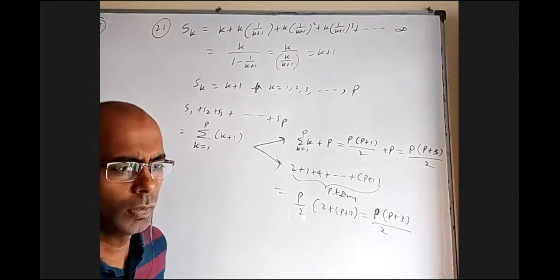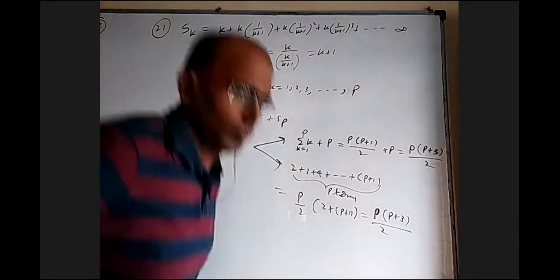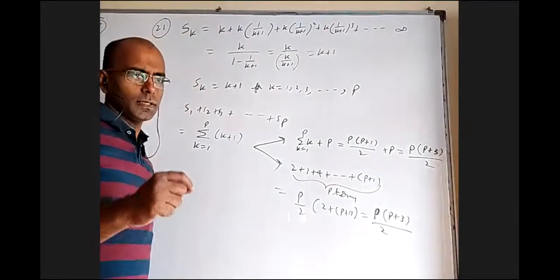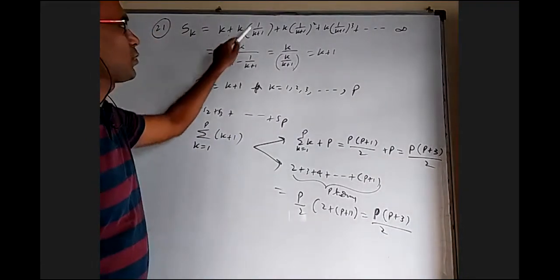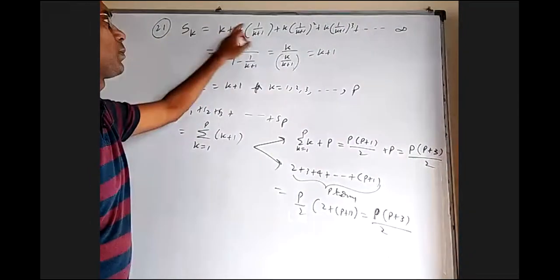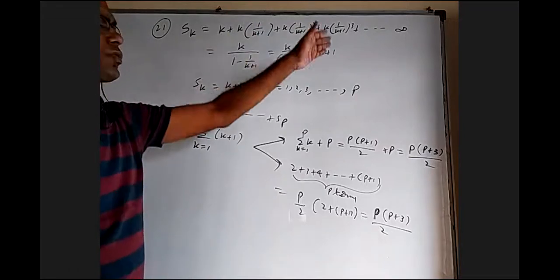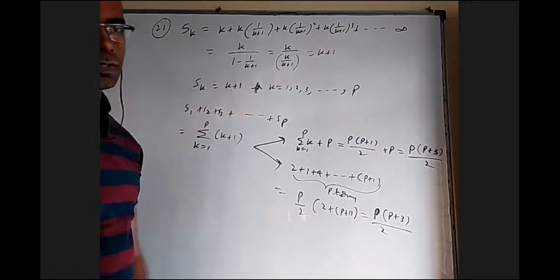Okay. So they said S_P is a GP with first term P and common ratio 1 by (P plus 1). So I'm taking S_K. First term is K, common ratio is 1 by (K plus 1), and an infinite GP: a plus ar plus ar square and so on, where a is K and r is 1 by (K plus 1). So when I simplify, I got K plus 1.